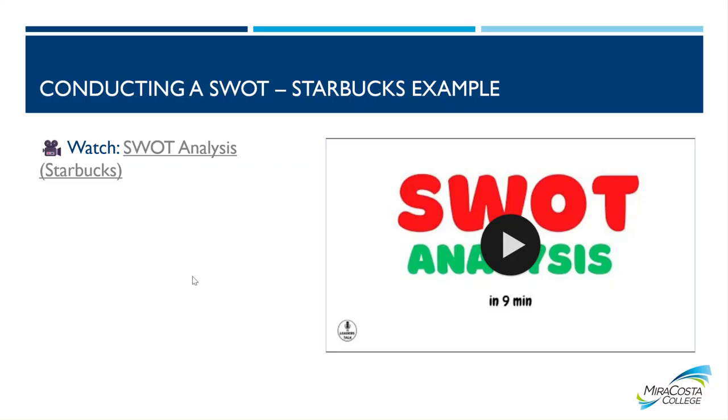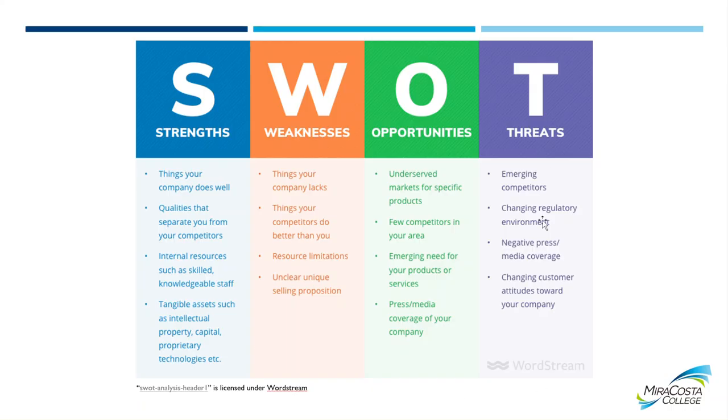Conducting a SWOT analysis. So again, Starbucks example, you can click here and watch the video. Here is a graphic outlining everything of a SWOT. Strengths: things your company is doing well, qualities that separate you from your competitors, internal resources such as skilled, knowledgeable staff, tangible assets such as intellectual property, capital, proprietary technologies.